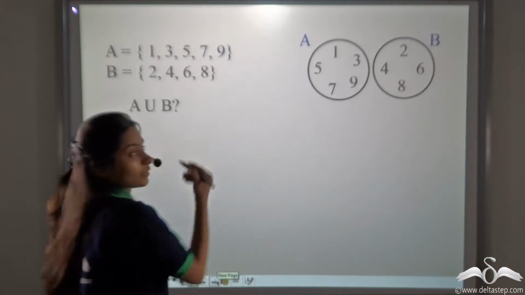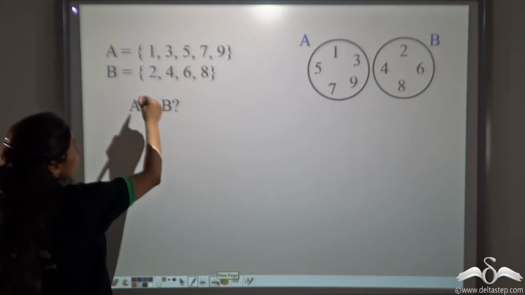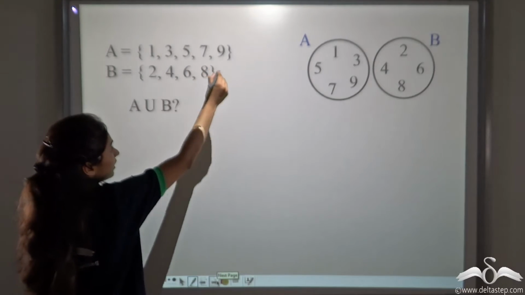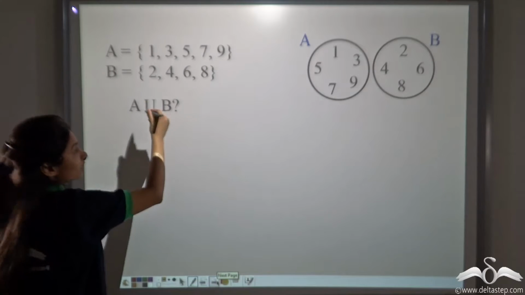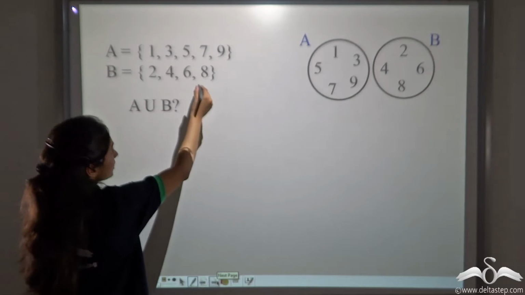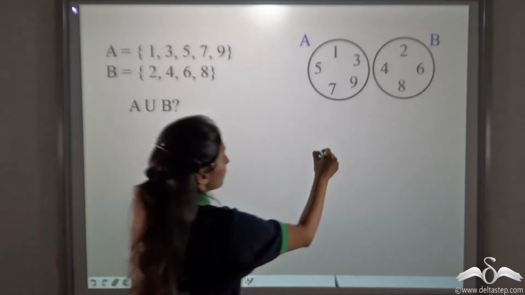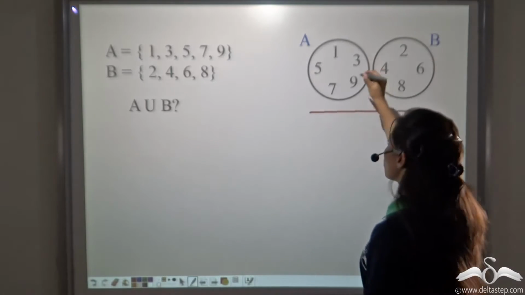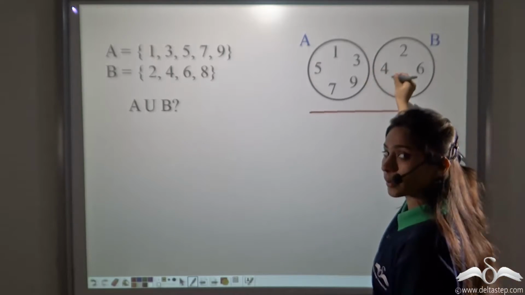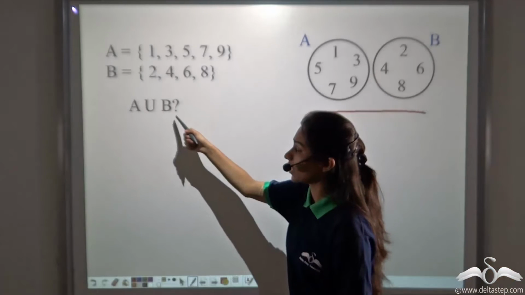Now take this example. Here A is 1, 3, 5, 7 and 9, whereas B is the even numbers less than 9: 2, 4, 6 and 8. The Venn diagram looks like this. There is no overlapping as there is no common element. How will you find A union B here?